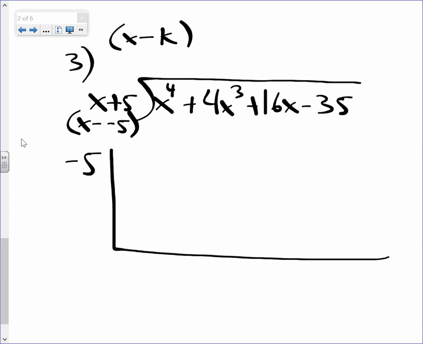Nice. Now let's put the coefficients. I got a 1 coefficient there, a 4. No x squared term, so I'm going to put a 0 for the x squared coefficient. I got a 16. I got a minus 35. We're ready to rock and roll.